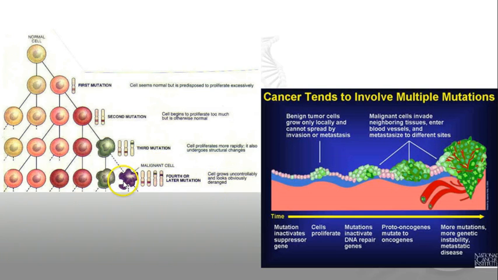And you get these clearly not good cells, right? And then these are the malignant cells. And then, of course, they metastasize and spread to all different sites, and then they wreak havoc wherever they go. But cancer is based on mutations.